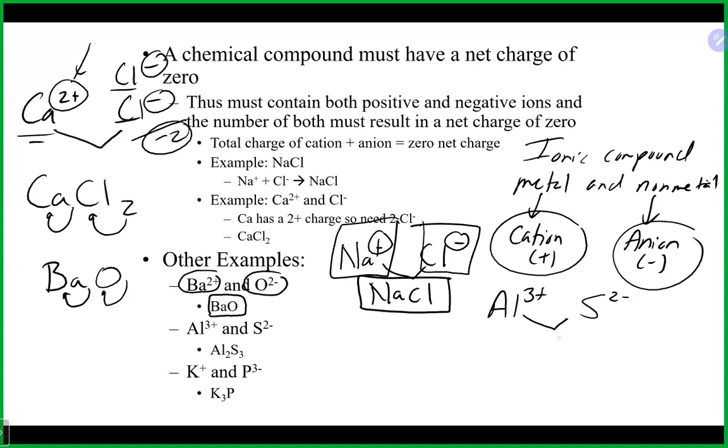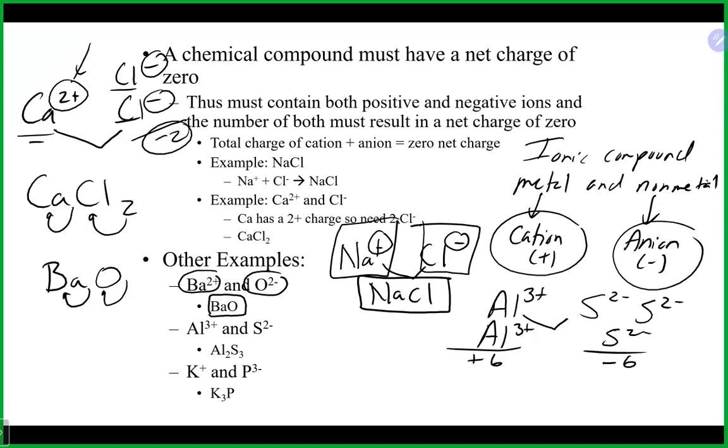When we put them together, we want a common number to get us to 0. The easiest way to do that is just multiply the two numbers together, right? 3 times 2 is 6. So to get my aluminum to 6, I need not 1, but I need 2 of them. That's going to get me a net +6 charge happening. To get my sulfide to 6, I need not 1, not 2, but I need 3 of them. This can give me a -6 overall.